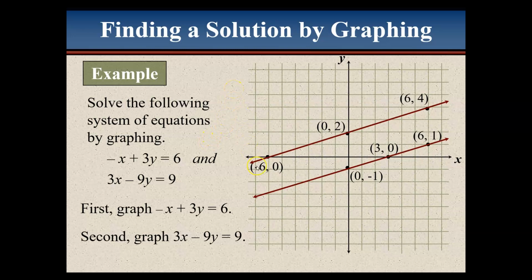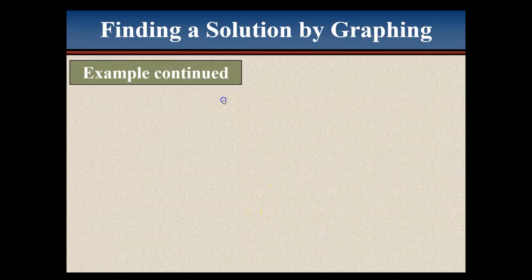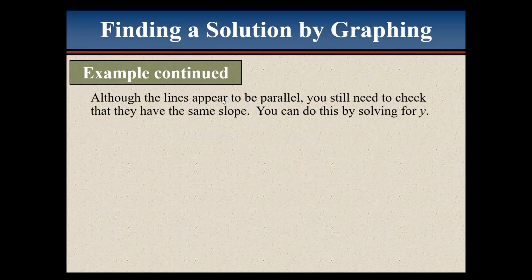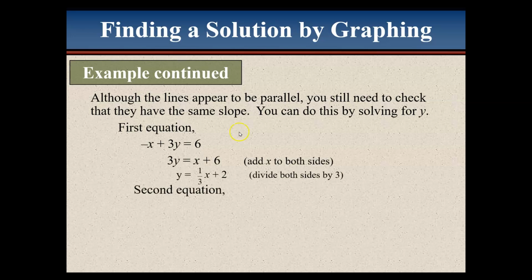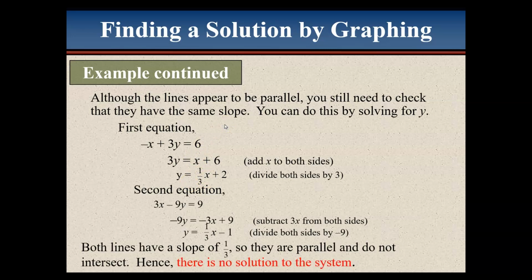Well, to figure that out, we're going to have to take the two lines, which we believe to be parallel, and solve both of them for y and check the slope. Solving the first one for y is equal to 1/3 x plus 2. Second equation, y is equal to 1/3 x minus 1. So since they have the same slope with different y-intercepts, there is no solution to the system. They are parallel.